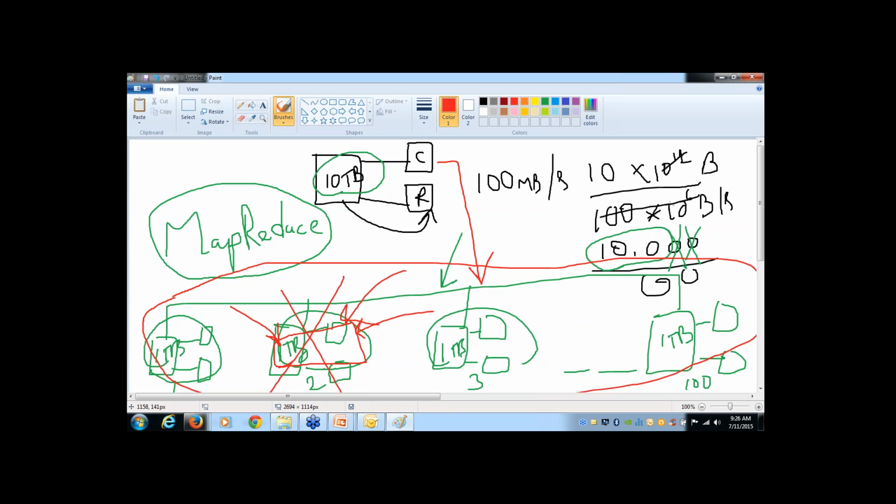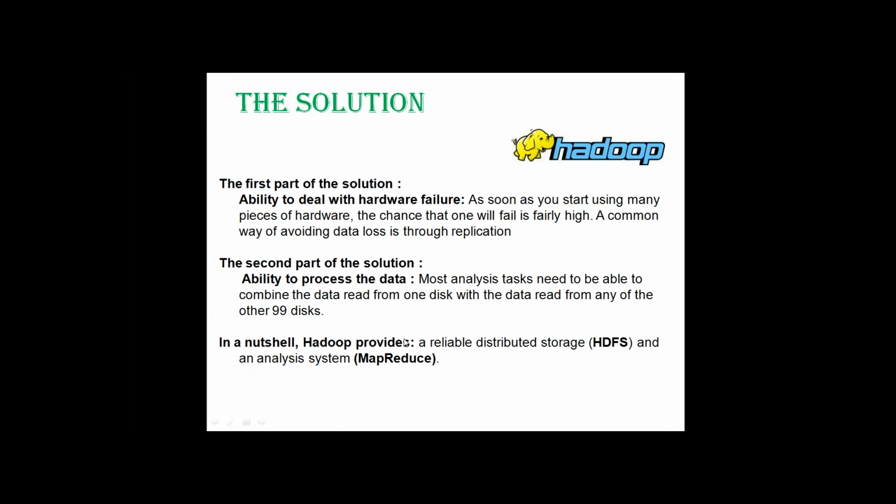So it's okay to have the same data being maintained at multiple places, right? That's one solution that a cluster has to provide. Another interesting solution, the second part of the solution, is the ability to process the data.